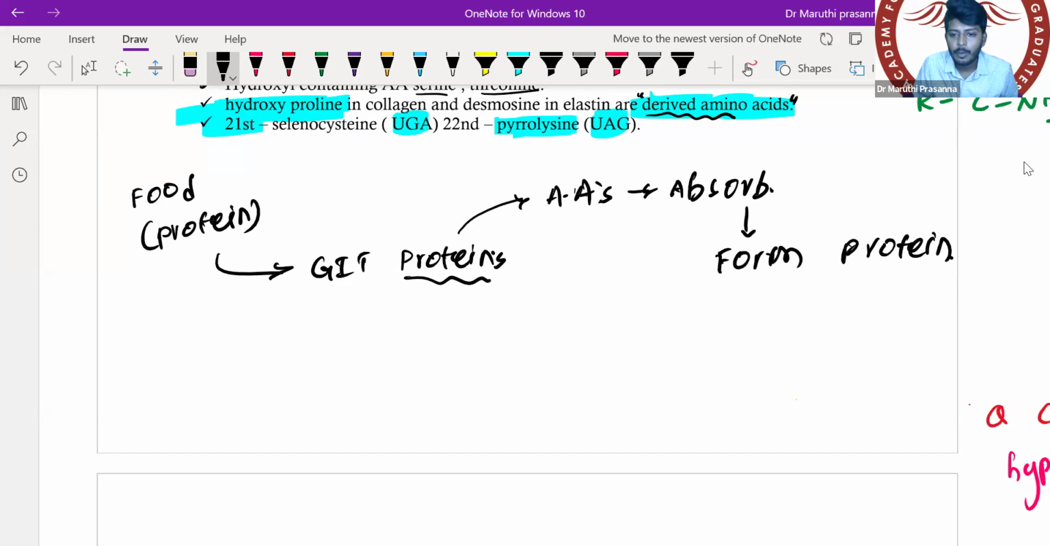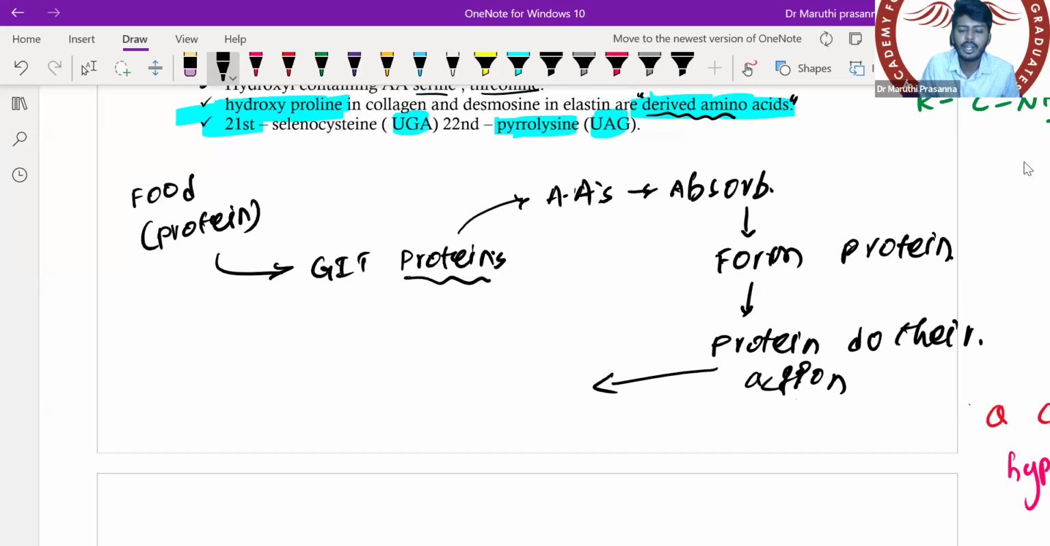Now the proteins formed in the body do their action, whatever the action may be, enzymatic action or structural action. Followed by the action, proteins break down into amino acids. Amino acids are formed from proteins.